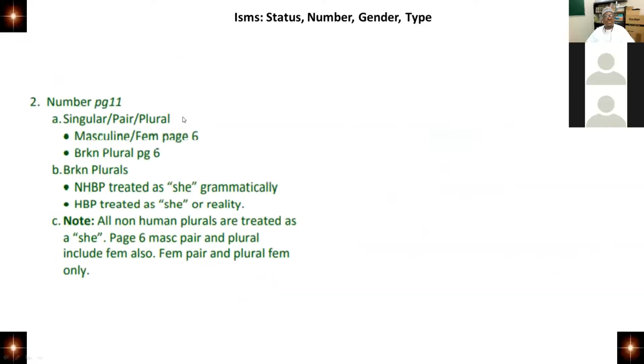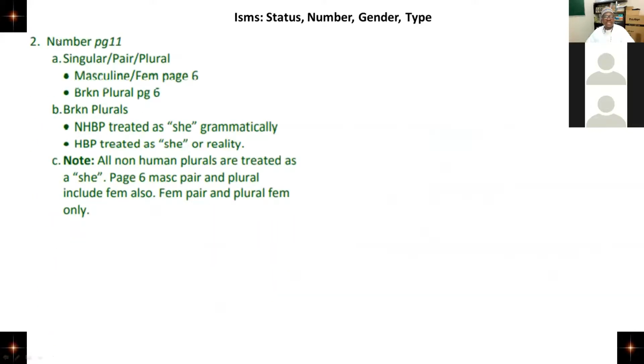Okay, then we move to the next thing, which is the number, the second property of an ism. The number is either singular, pair, or plural. Singular and pair have no issues, more like the plural. And we will also consider the gender. Whenever we are talking about singular, pair, and plural, we'll be looking at it being either masculine or feminine. And then we'll look at the different kinds of plural. We have the non-human broken plural, which is treated as she grammatically, and then the human broken plural, which is treated as she or as it originally is. You will also have to note that all non-human plurals are treated as she, as it is in your handout. Okay, that's the number.